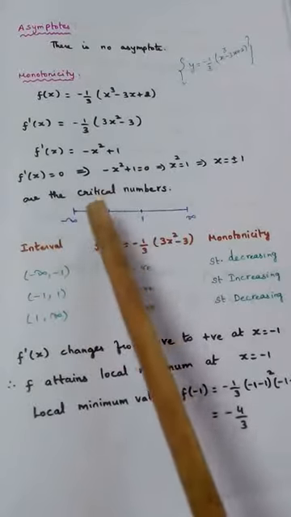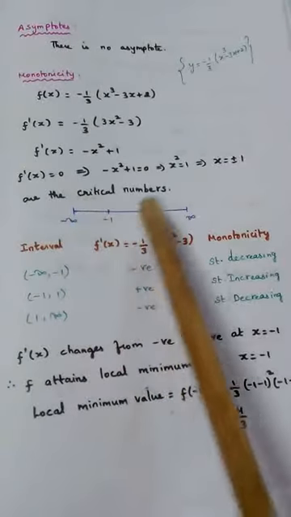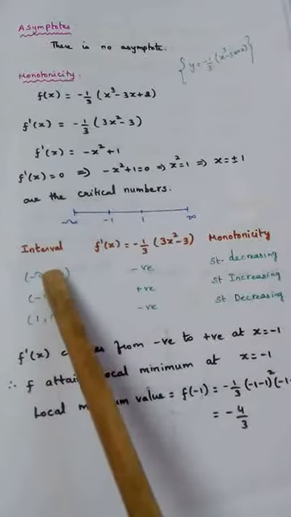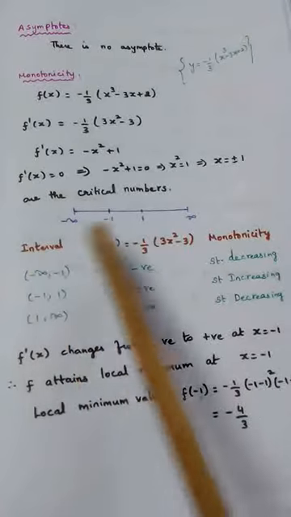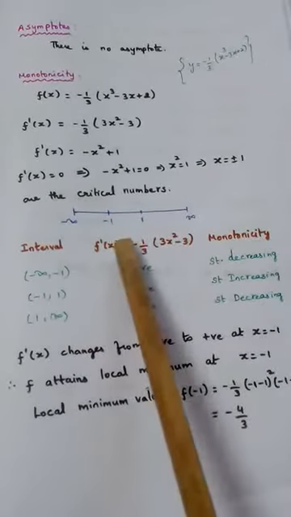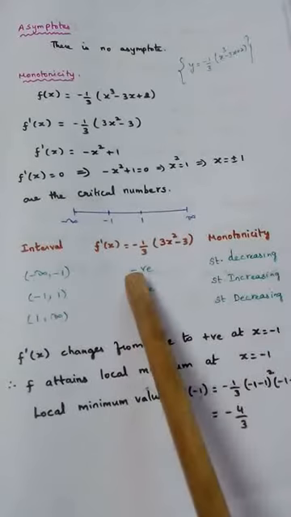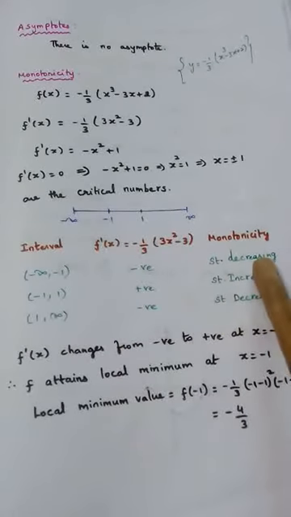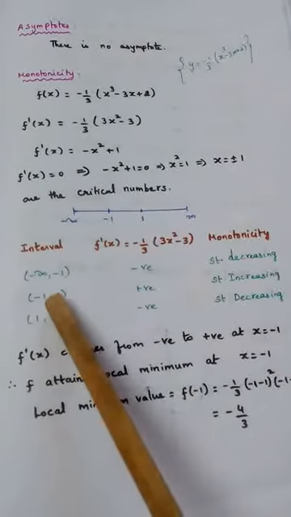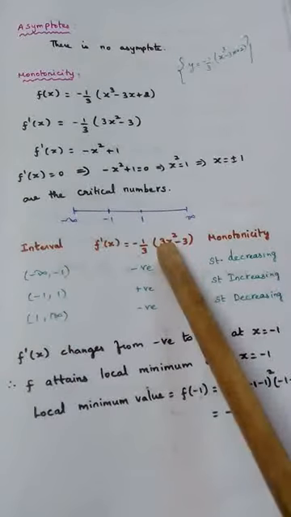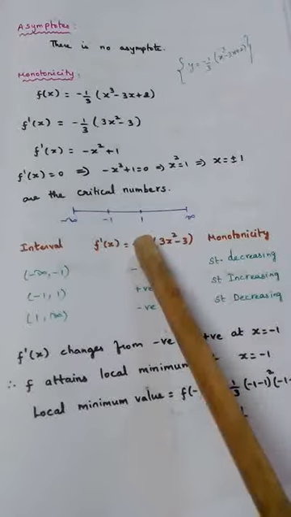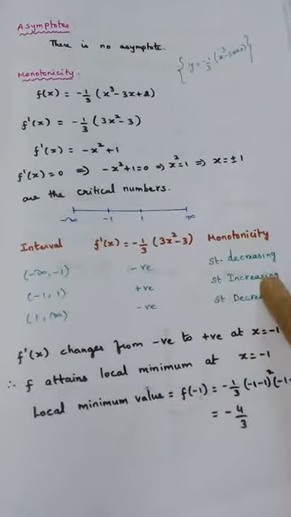How many intervals are there? 3: 1, 2, 3. The first one is minus infinity to minus 1. Use one number from this interval in place of x. Suppose minus 2. Minus 2 means what happens here? 12 minus 3, 9. So a negative number, minus 9 by 3, negative. Negative means strictly decreasing. Second interval, minus 1 to 1. Take one number from here, 0. Substitute here. 0 minus 3, minus 3, another minus, so positive, strictly increasing.